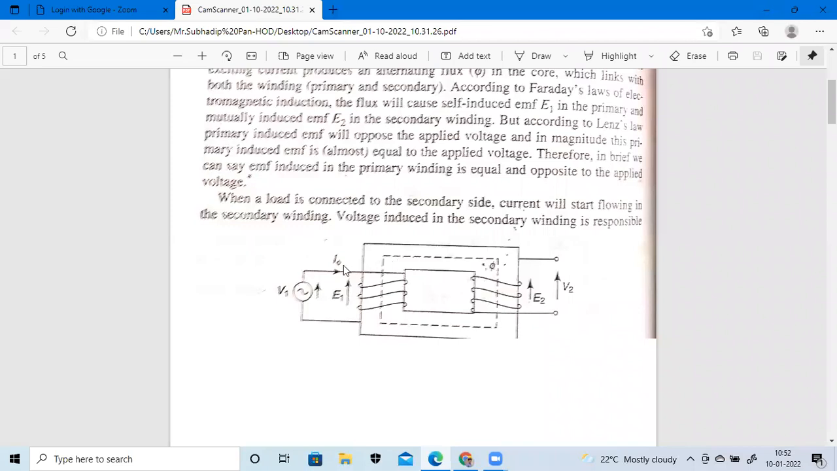But we want to find out the EMF induced equation value. What is the value of EMF induced? Just tell me, according to Faraday's law of electromagnetic induction, how we can write the EMF induced.